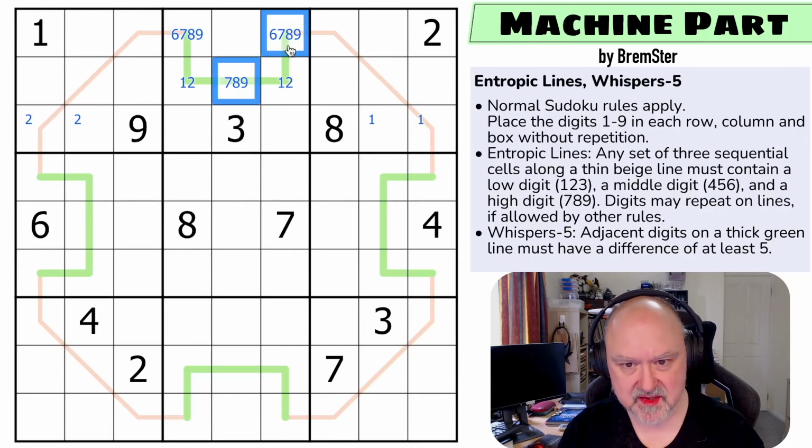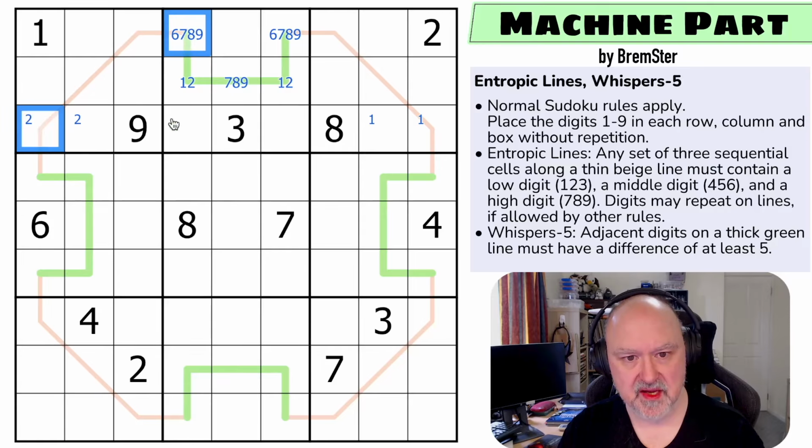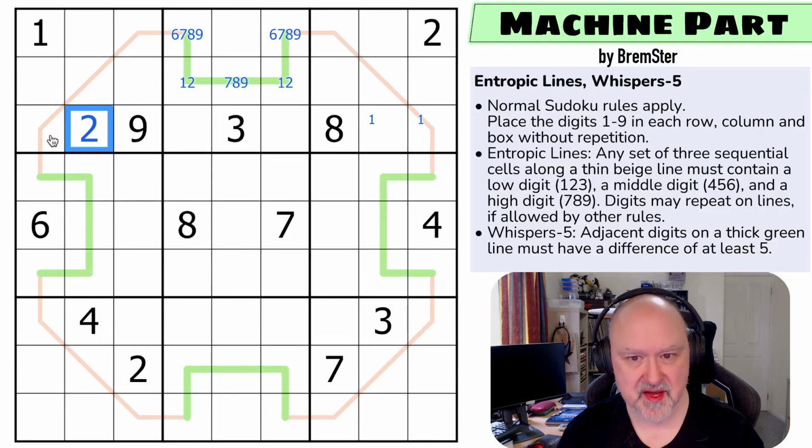But we end up with this situation. But this is from 6, 7, 8, or 9. And that digit is the same entropy as that one. So that can't be the 2. If that was the 2, this would have to be a 1, 2, or 3, and it's not. So that's not the 2, that's the 2.